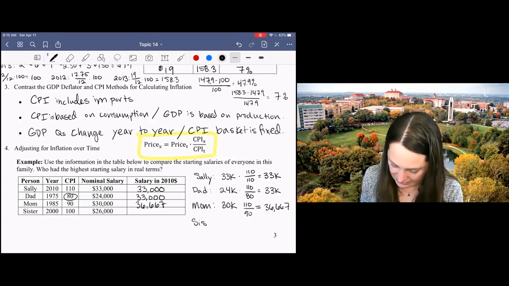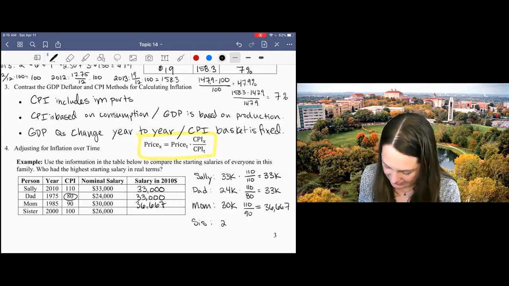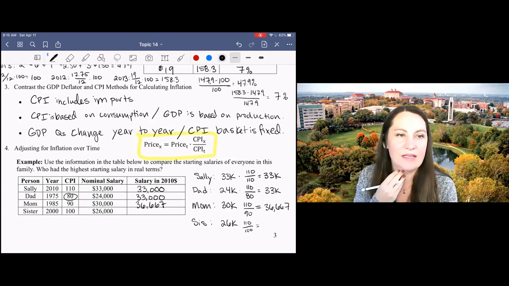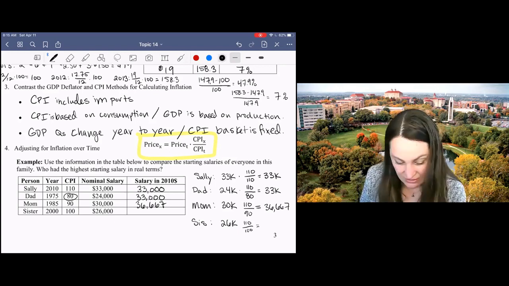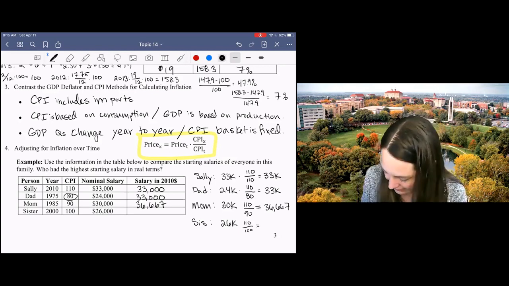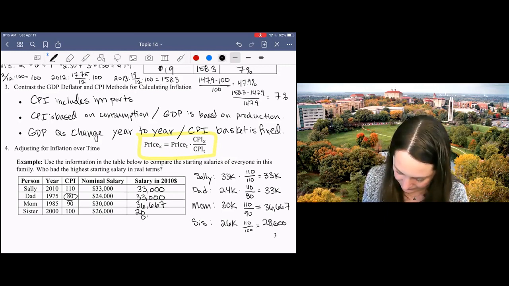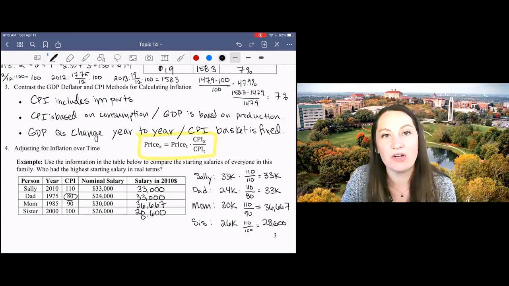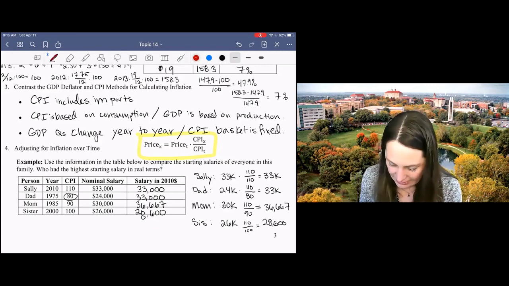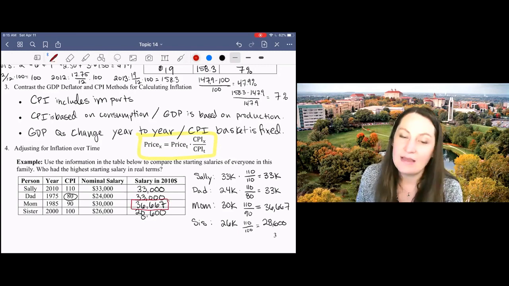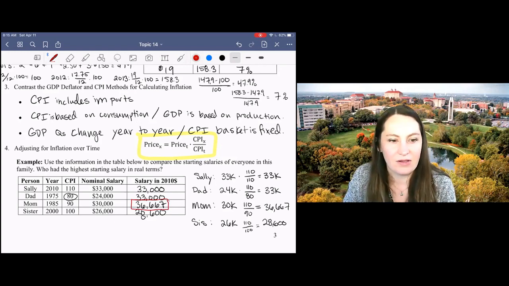And then sister earned $26,000 in the year 2000 when the CPI was 100. So I'm going to divide by 100, multiply by 110, and that'll give me sister's starting salary in 2010 dollars. And that's $28,600. And now that I've converted all of the salaries to the same year dollars, I can compare and see which one is the highest. Of course, that's mom, obviously. She earned the highest starting salary of all of the people in the family.